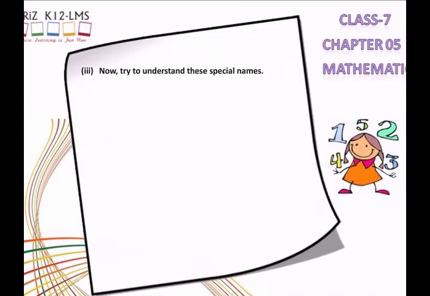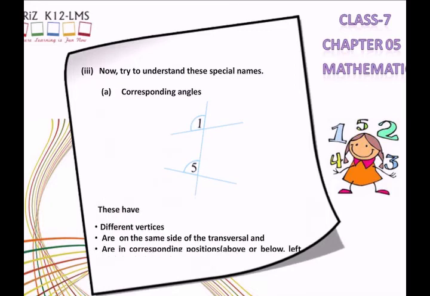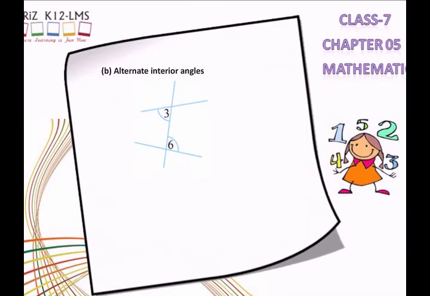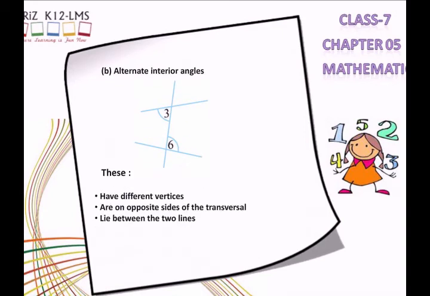Now try to understand these special names. Corresponding angles. These have different vertices, are on the same side of the transversal, and are in corresponding positions above or below, left or right relative to the two lines. Alternate interior angles. These have different vertices, are on opposite sides of the transversal, and lie between the two lines.